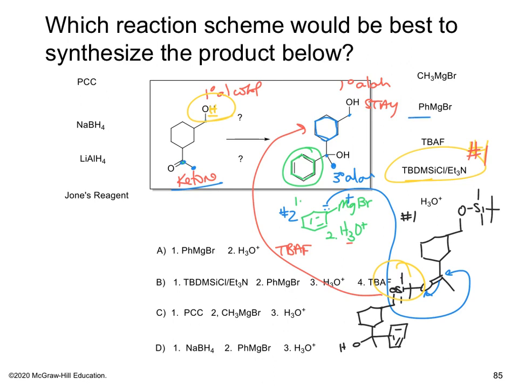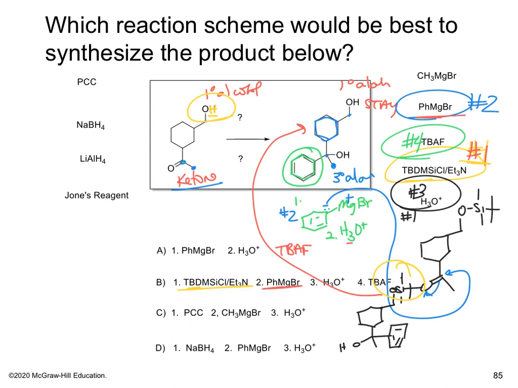Do we see the Grignard? Phenyl Grignard's number 2. This would be number 3, and then number 4 would be TBAF. Do we see TBAF? There's number 4. So do we see number 1? Number 1 is here, number 1. Number 2, number 3, and then number 4. So B is your answer.